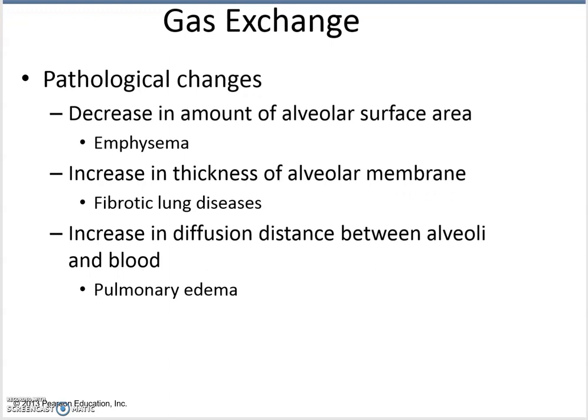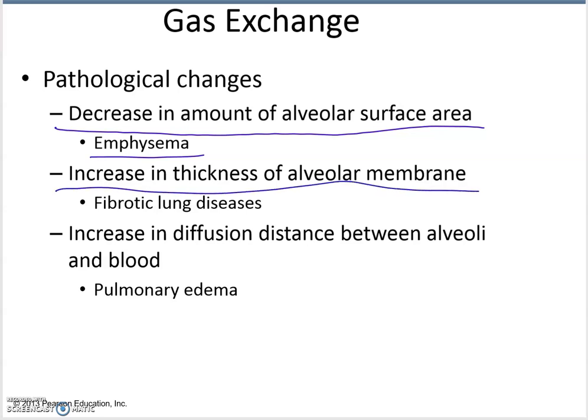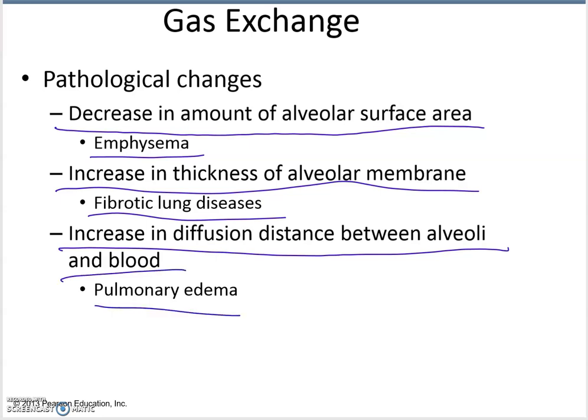Gas exchange is going to be limited if you have any of these: a decrease in the amount of alveolar surface area, such as in emphysema, where you have damage to the alveoli, maybe due to vaping or cigarette smoking, something that you should really not do, by the way. Cigarette smoking, vaping is no good. Also, an increase in the thickness of the alveolar membrane, such as in fibrotic lung disease, would limit gas exchange. And then also an increase in the diffusion distance between the alveoli and the blood, which would be pulmonary edema. All of this would make it more difficult for gas exchange to occur.